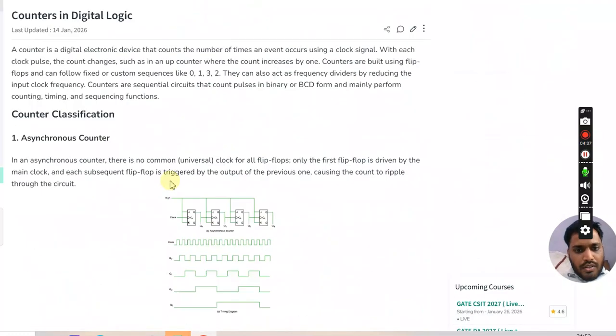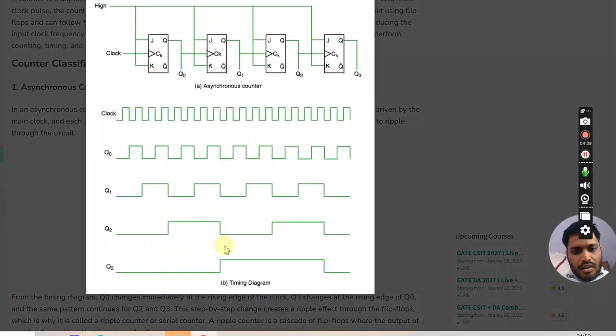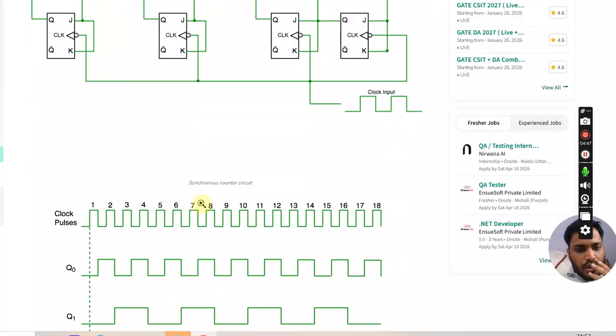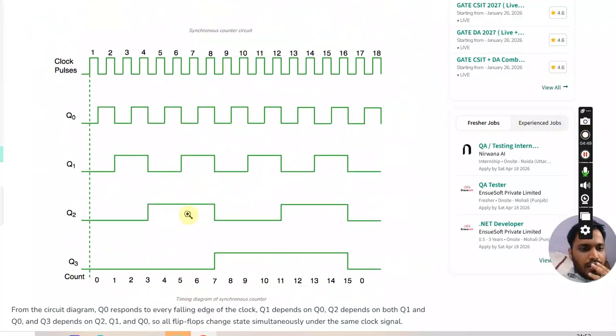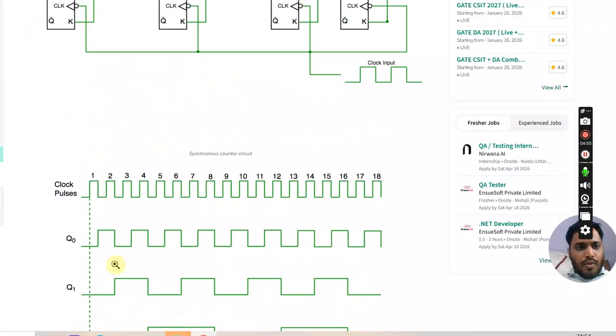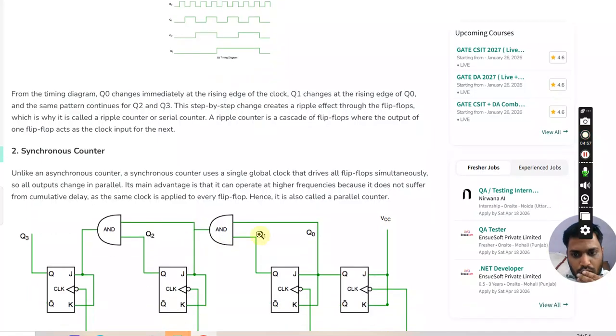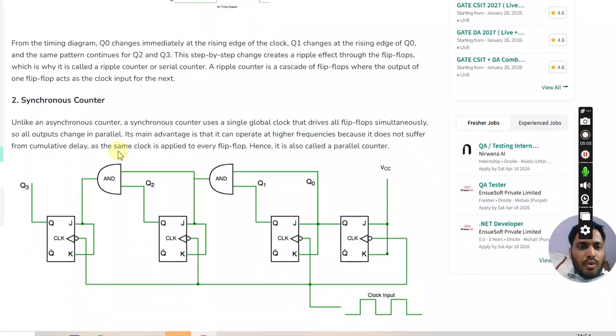The main difference we can see is that in the earlier timing diagram we were only using the clock against the outputs, but over here we are representing the count as well. So count from 0, 1, 2, 3, 4 up to 15. Here you can see that its main advantage is that it can operate at higher frequencies, as it does not suffer from delay, because the same clock is there.